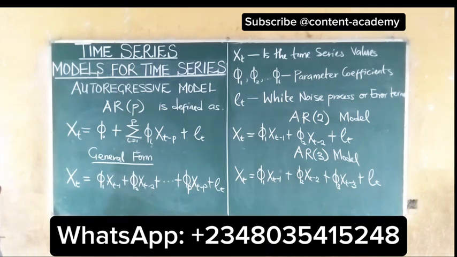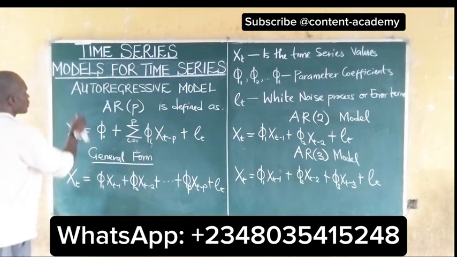The next thing to do is for us to write the other model. So we go for the moving average model. The moving average model, that one is of order q. We move over to this side of the board to do that.